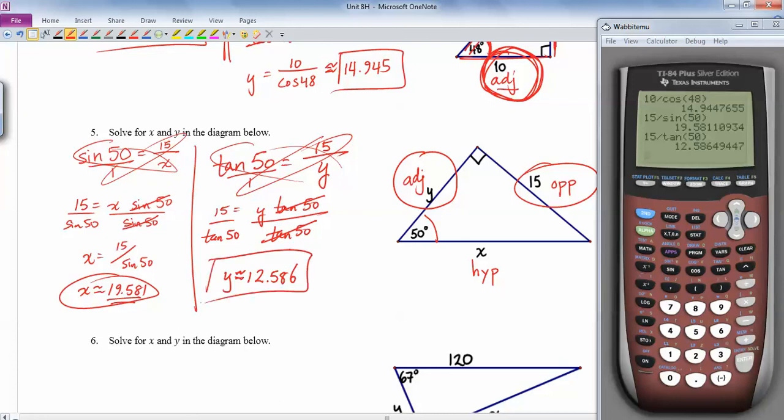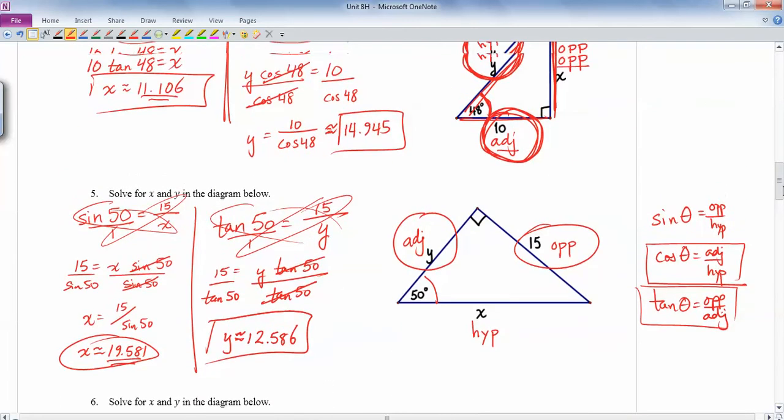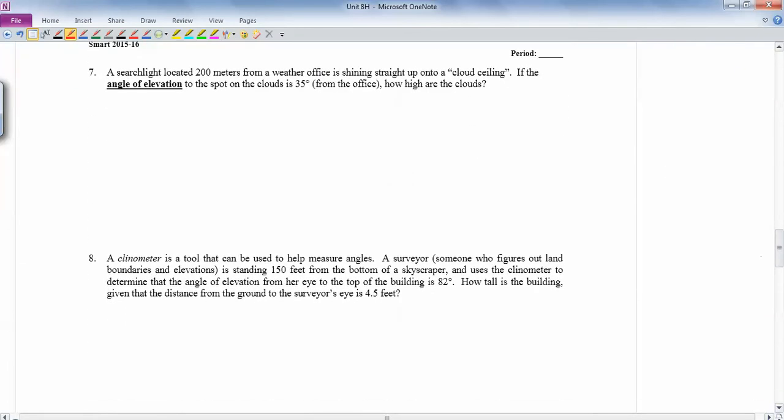So there we go. Okay, I'm going to skip 6 because 6 is really just a repeat of 4 and 5, just with different numbers. So let's take a look at 7. By the way, trig is going to be the most applicable thing you learn in geometry, in my estimation. If you go into any type of engineering or a lot of sciences, they use trig all the time. So we'll do a couple basic word type problems that show you how it can come in handy.